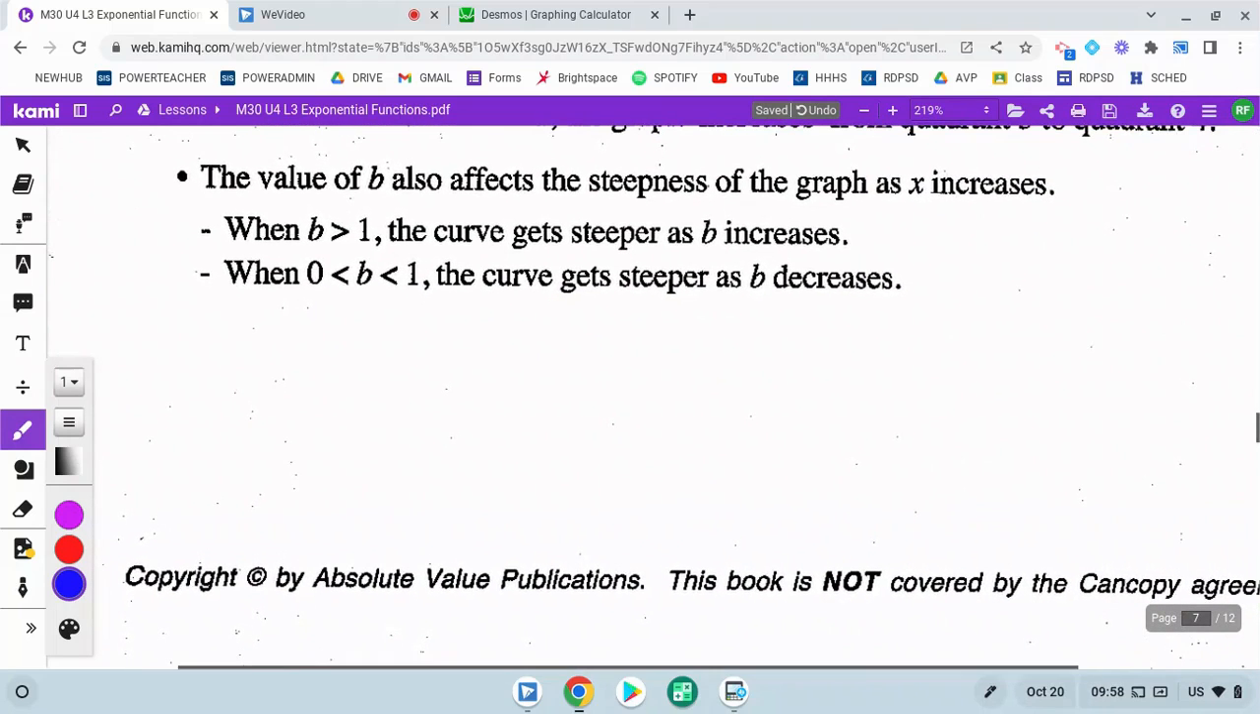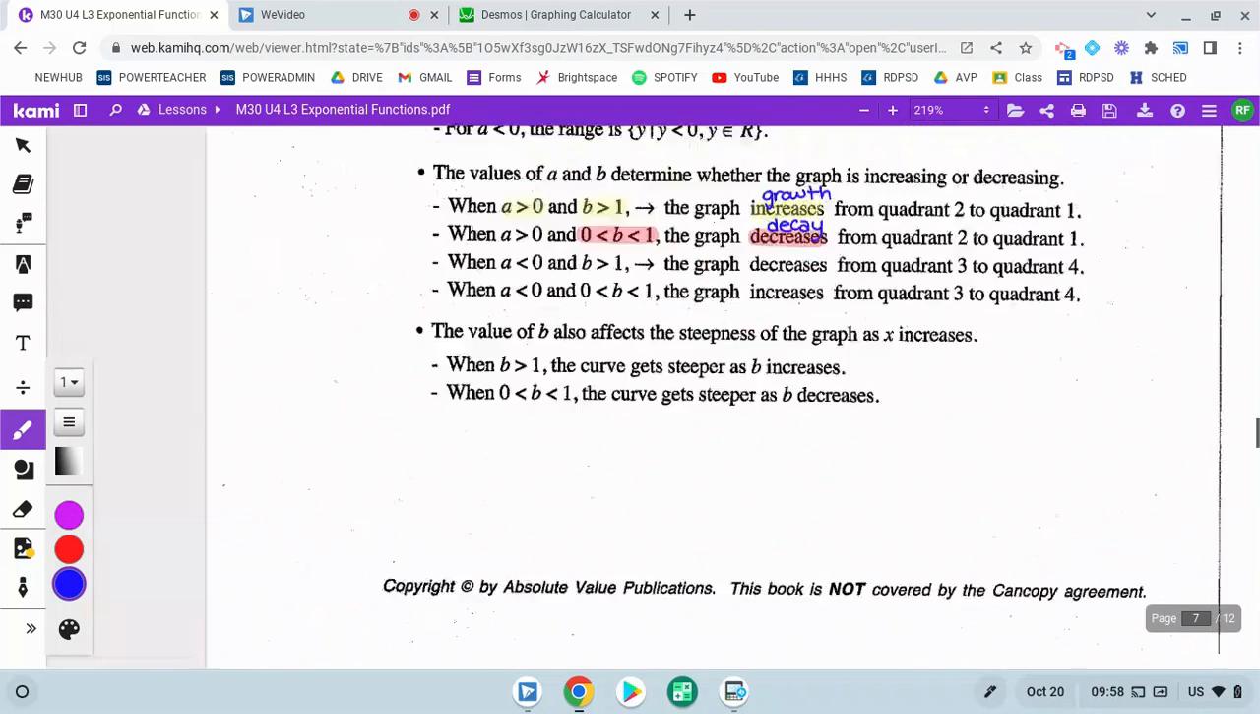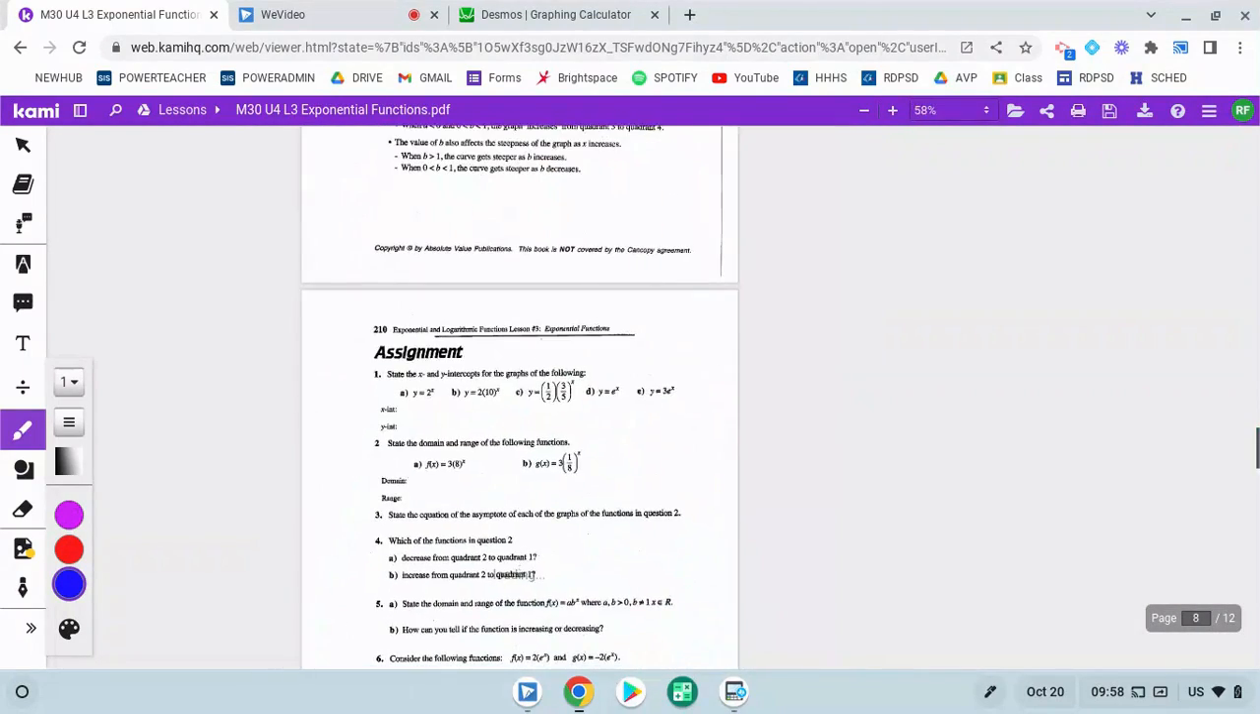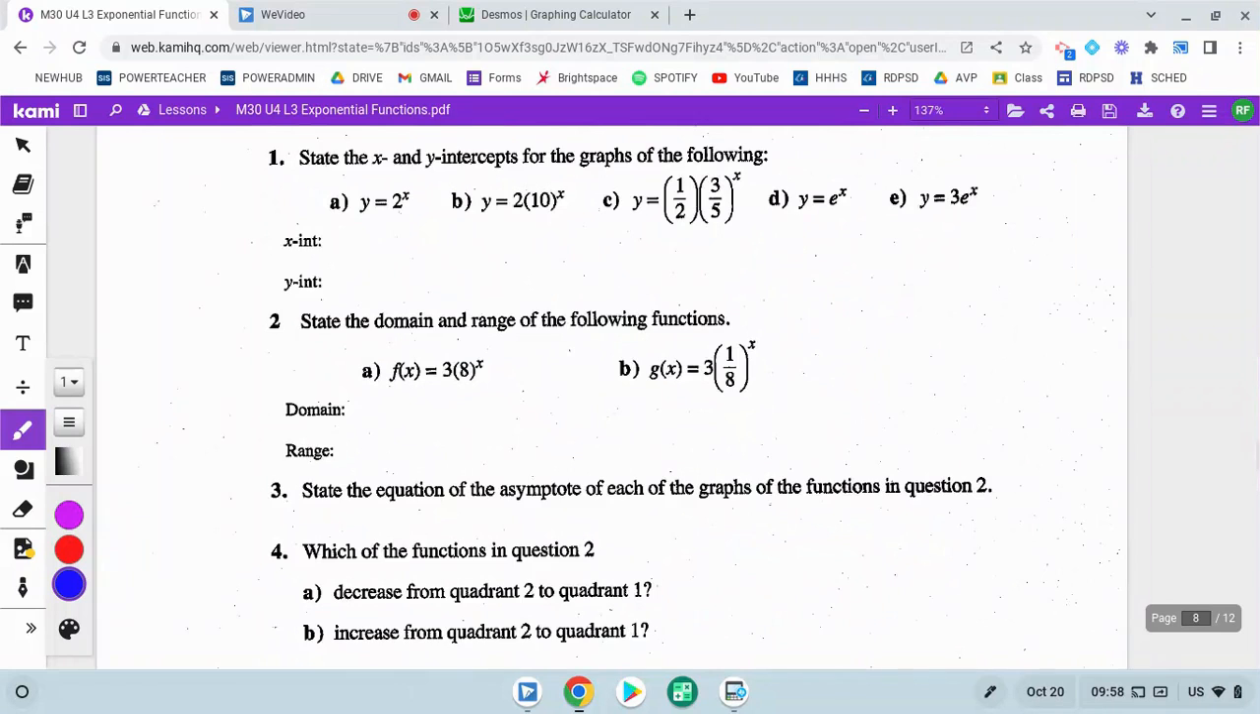And then we talked about this already. As B gets bigger, so does the steepness of the graph. If the denominator of the fraction gets bigger, so does the steepness of the graph. That's going to help you throughout the homework. That's going to help you throughout the unit. Those are the facts that'll make your life a lot easier.